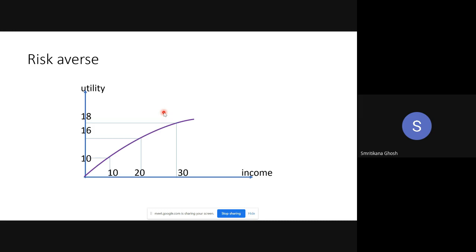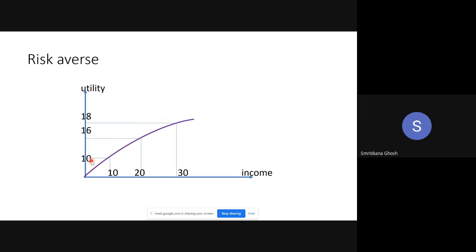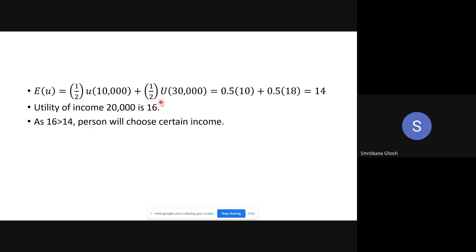So in that case, what will be the expected utility of the uncertain job, that is job 2? Probability is 50, so half into utility of 10,000 plus half into utility of 30,000. Now utility of 10,000 is 10, so put that value. Utility of 30,000 is 18, so put that value here and you will get 14. So 14 is the expected utility of the second job, and the utility of job 1 in our case is 16. So as 16 is greater than 14, the individual will go for the certain income.